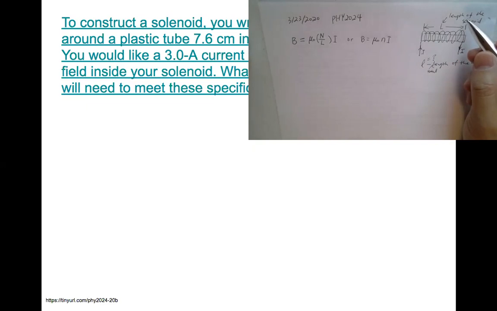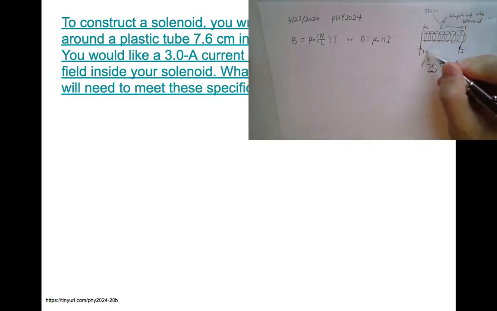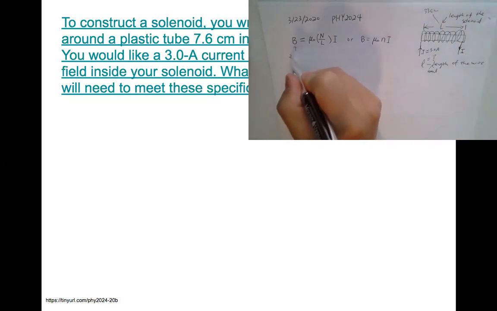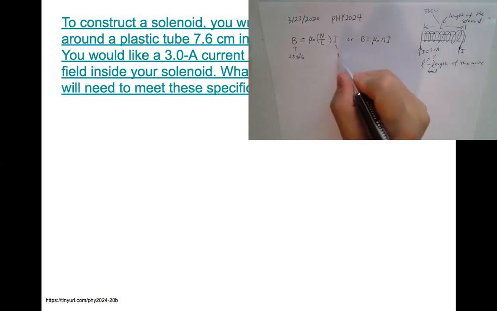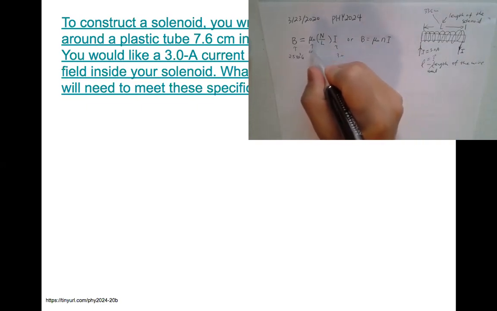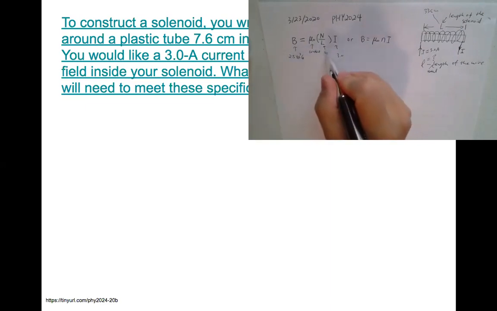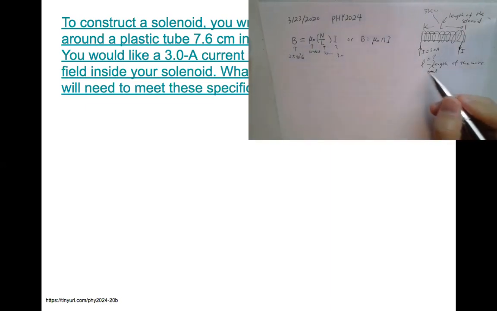This is given as 33 centimeters. The I is also given as 3.0 amps. The B is given as 2.5 kilogauss, or 10 to the 3 gauss. Mu naught is the constant, so you can plug it in. You are given this as 33. You're looking for small l.